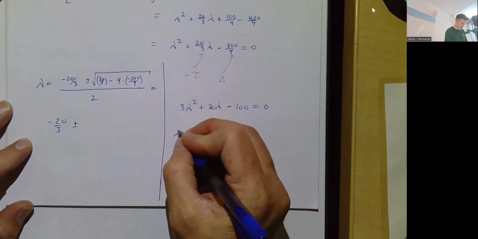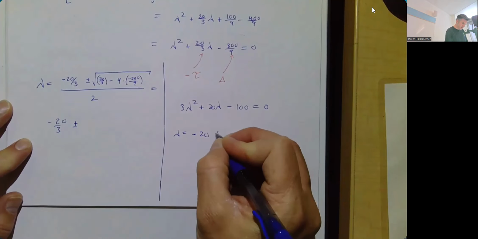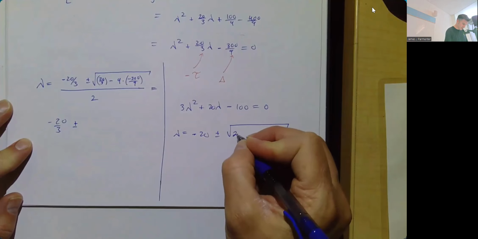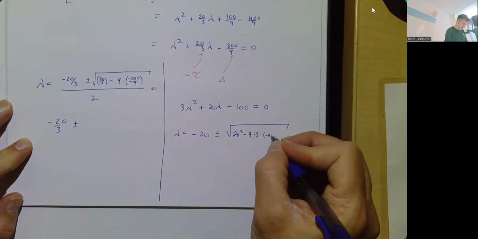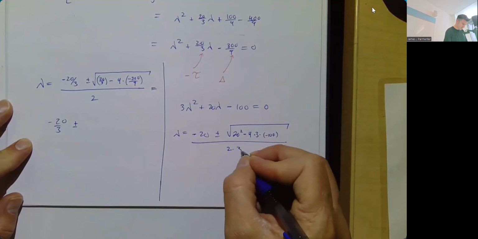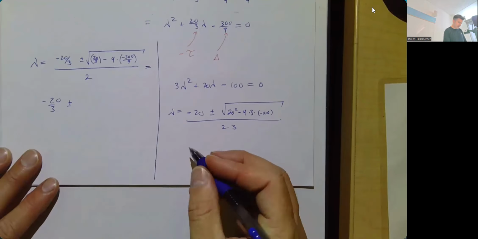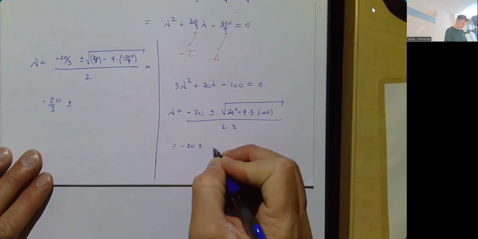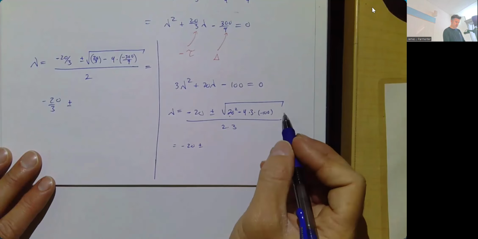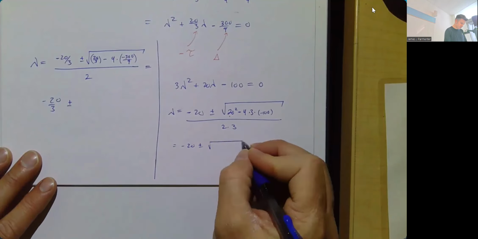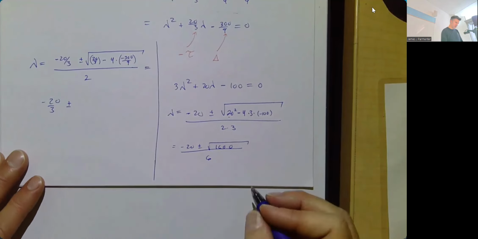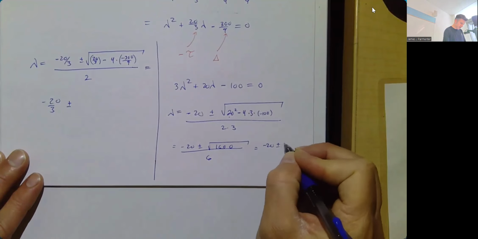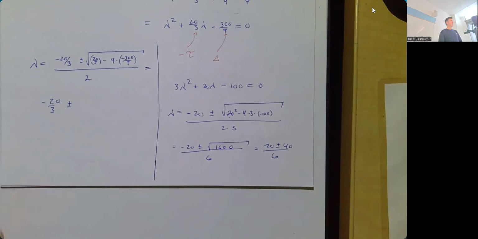So we could have said lambda equals negative 20 plus or minus the square root of 20 squared minus 4 times 3 times negative 100, all over 2 times 3. And then that's going to be negative 20 plus or minus the square root of 400 plus 1200, 1600. So we get negative 20 plus or minus 40. And yes, we do see that we get a negative and a positive.